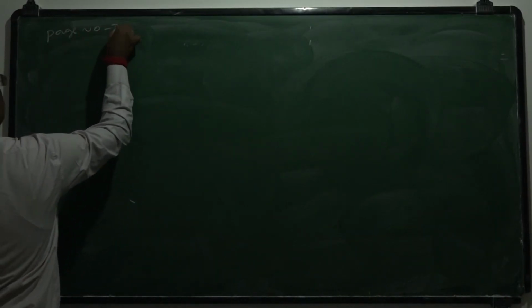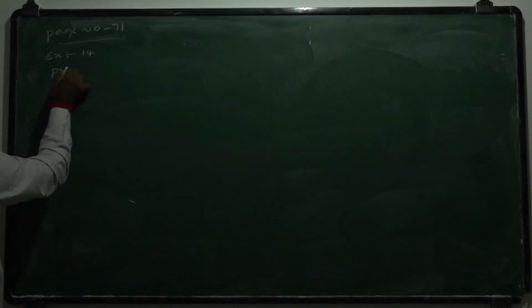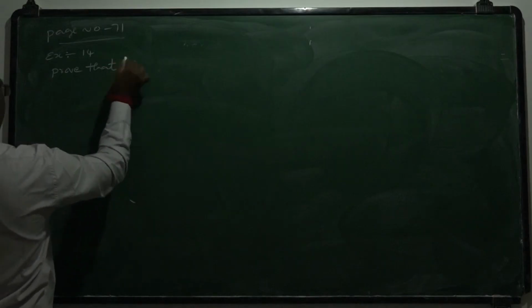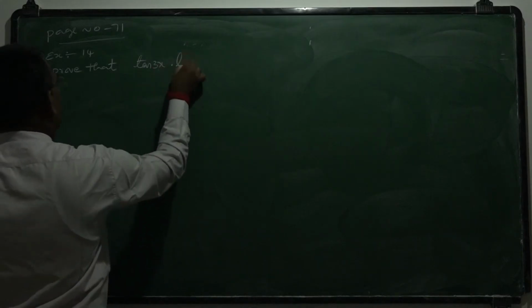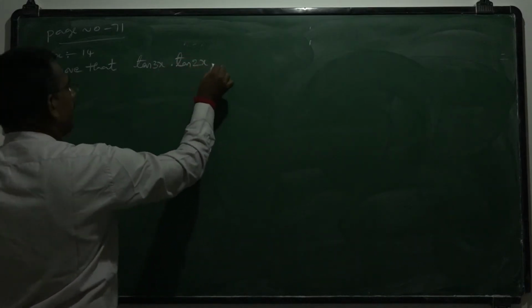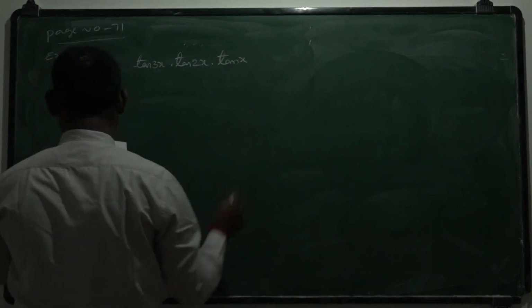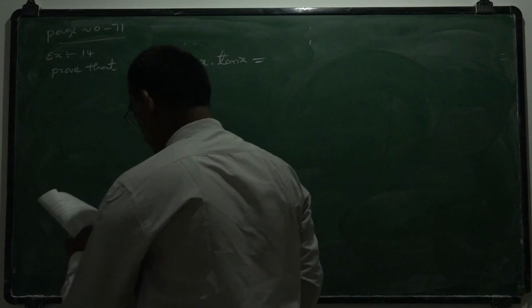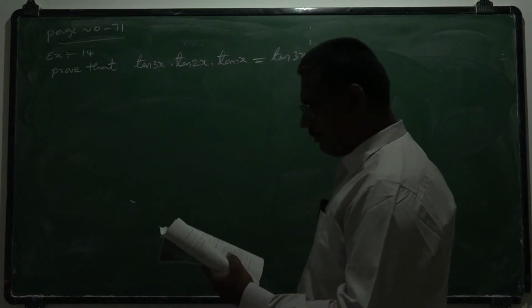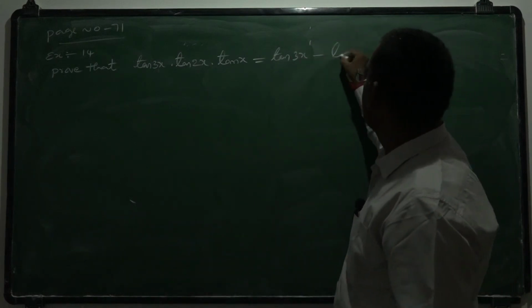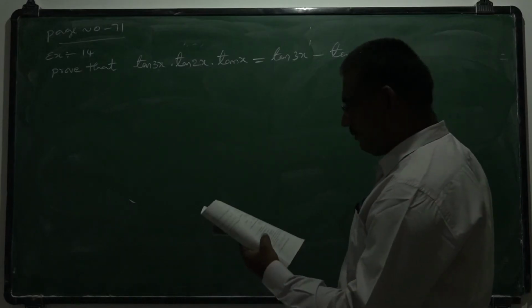Page number 71, example 14. Prove that tan 3x into tan 2x into tan x is equal to tan 3x minus tan 2x minus tan x.